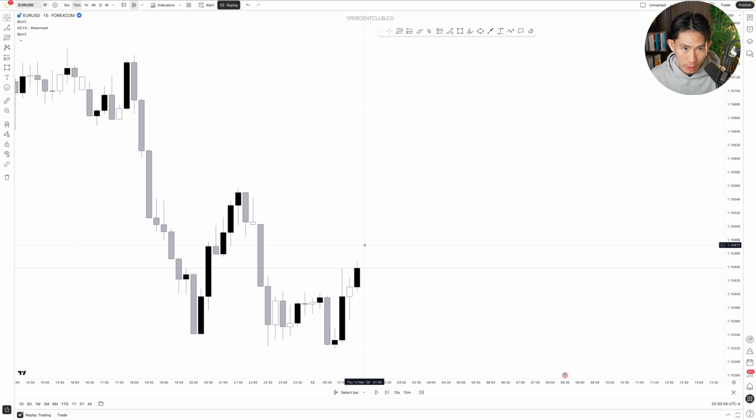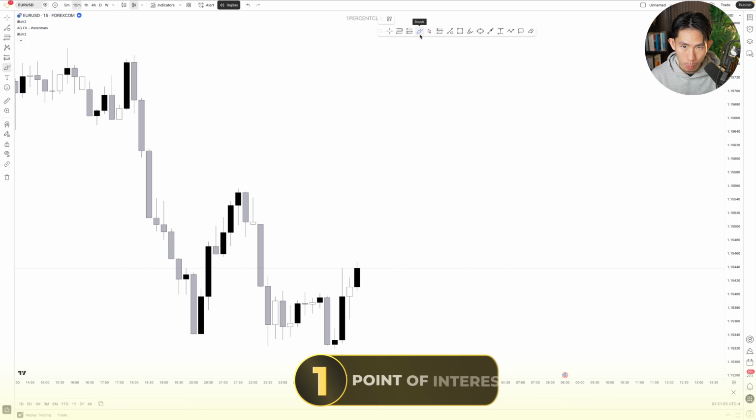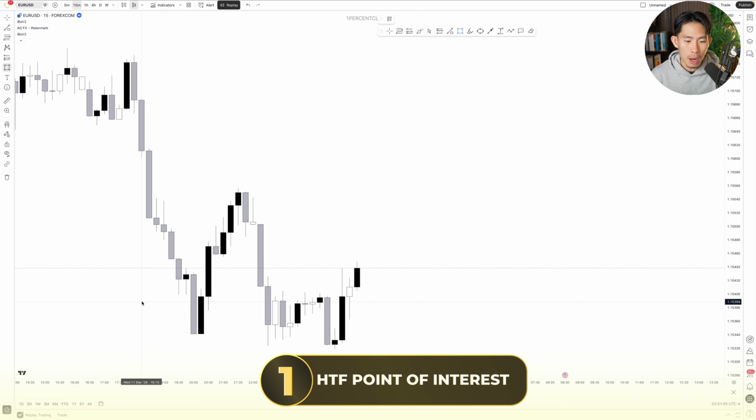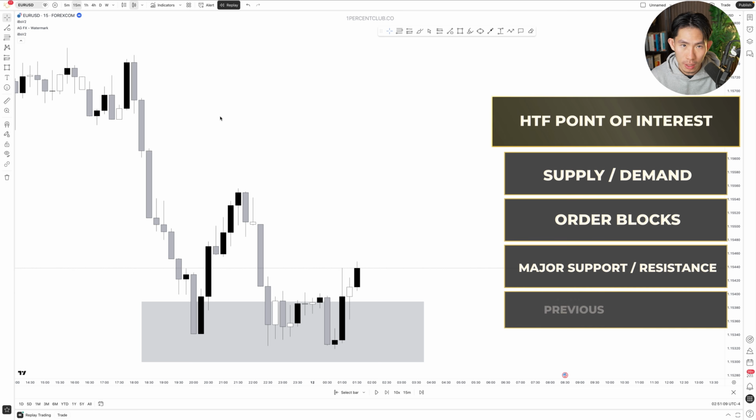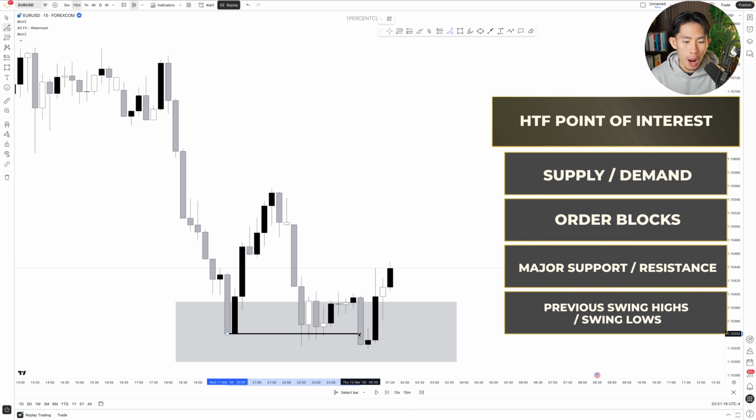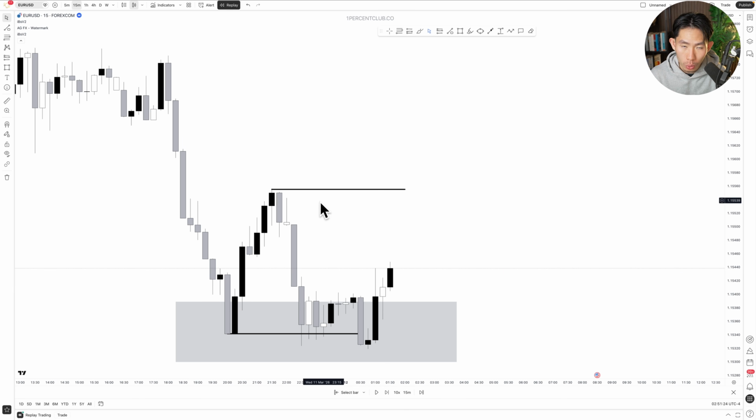And where do you find the CRT candles? You find them at higher time frame points of interest. So I'm talking about some form of supply and demand zone, order blocks, support or resistance levels, previous swing high or swing low, right? Basically key levels, okay? Those are the candlesticks where you want to pay attention to, because price tends to reverse at those key levels. And that is where you can use the candle range theory to give you an indicator or signal that price is potentially going to reverse soon.